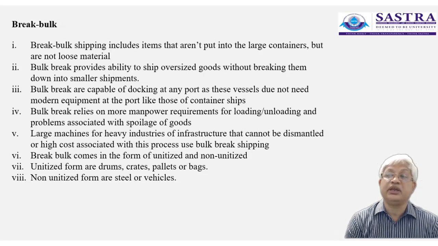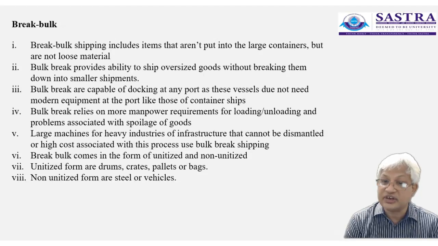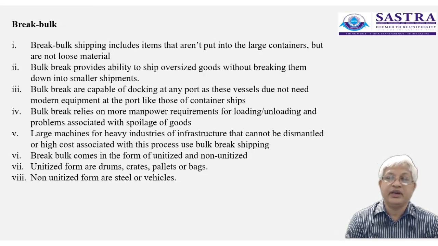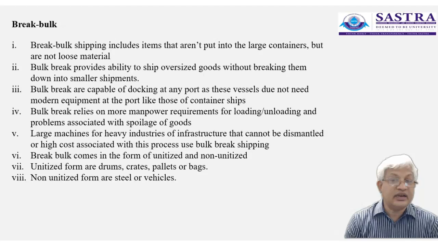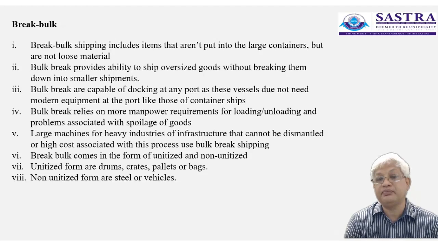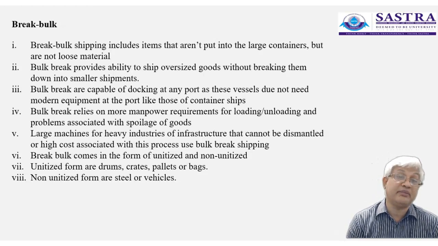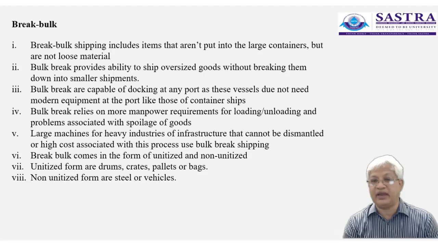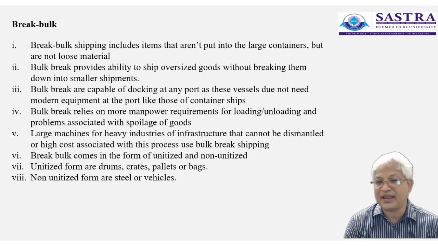That means break bulk shipping includes items that aren't put into large containers. Definitely they can't be put into containers of 20 feet, 40 feet or 40 feet high cube. One wing of an aircraft cannot be fit into one container of 40 feet. So it is ridiculous. But they are neither loose materials. Break bulk provides the ability to ship oversized goods without breaking them down into smaller shipments. Of course, a wing is a part of an aircraft, but you can't break the wing further in order to bring it to a much smaller size so that it's shippable by a container or putting it in a carton and packing it or strapping it.